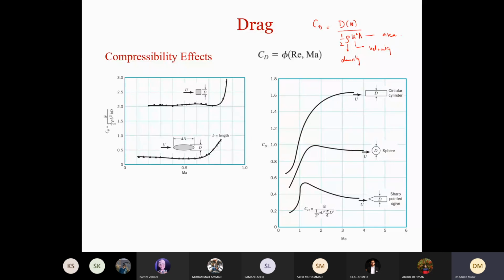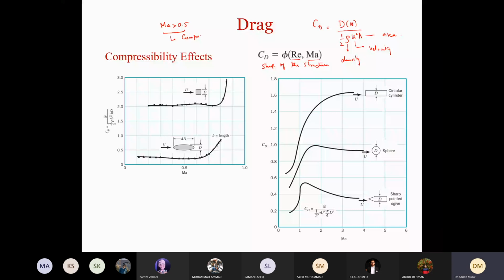Now, drag coefficient depends on a lot of factors. The most important factor on which the drag force depends is the shape of the structure that is placed in the flow. Apart from the shape, it also depends on Reynolds number, which we discussed in detail, and it also depends on Mach number. When we have Mach number greater than 0.3 or 0.5, then the flow becomes compressible.